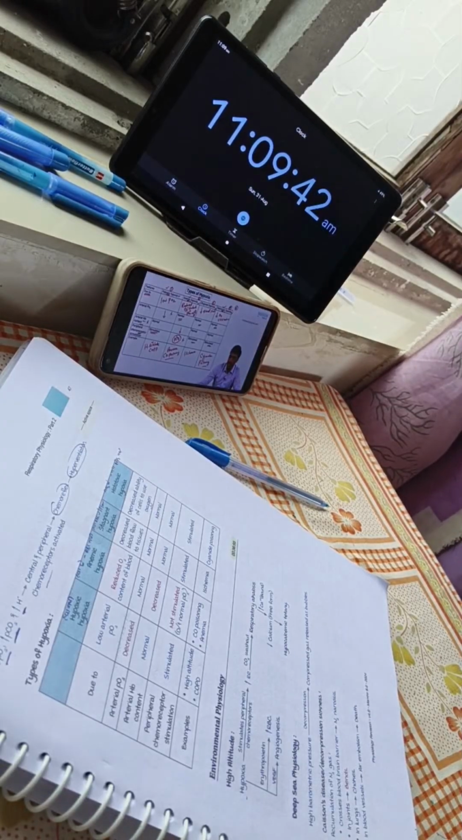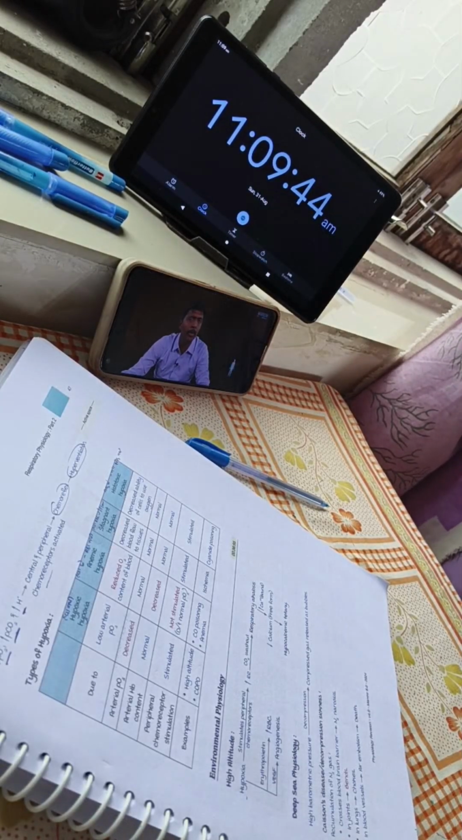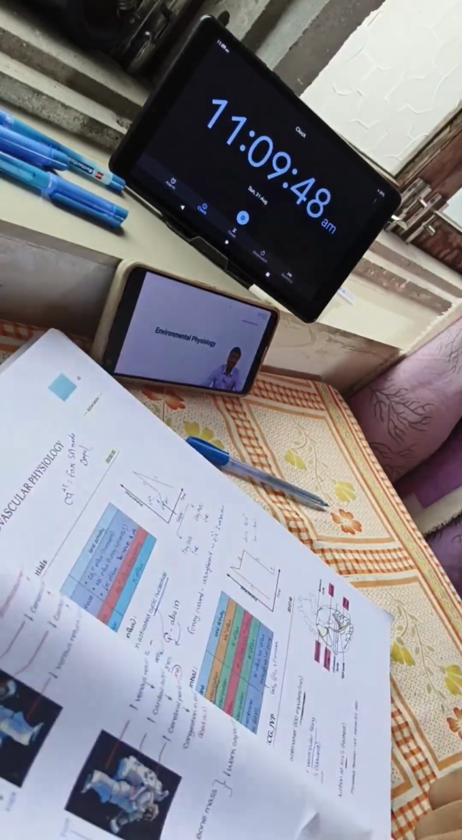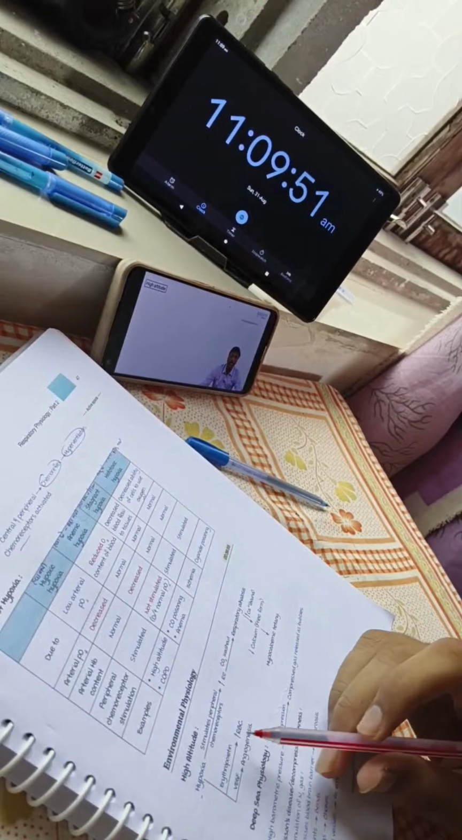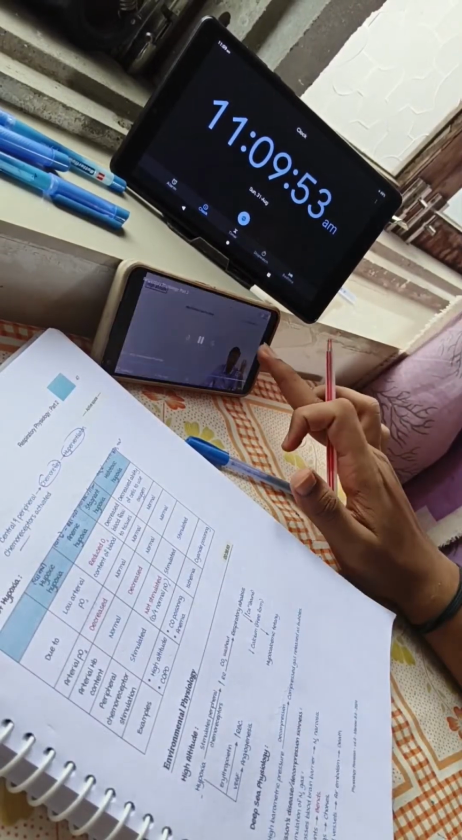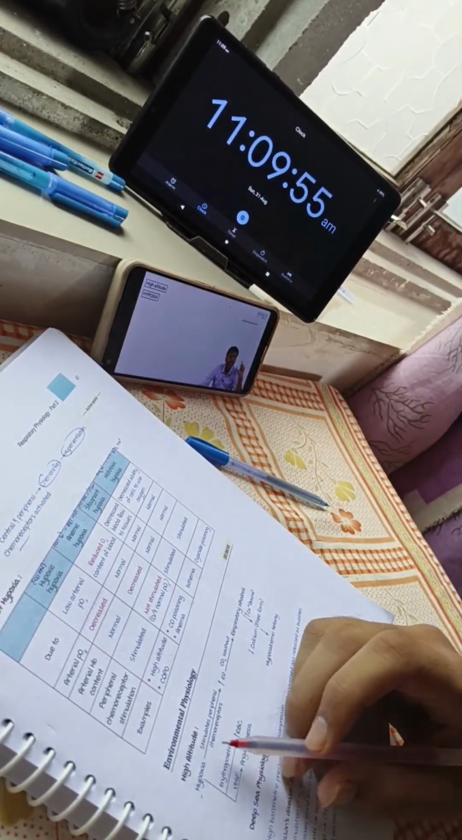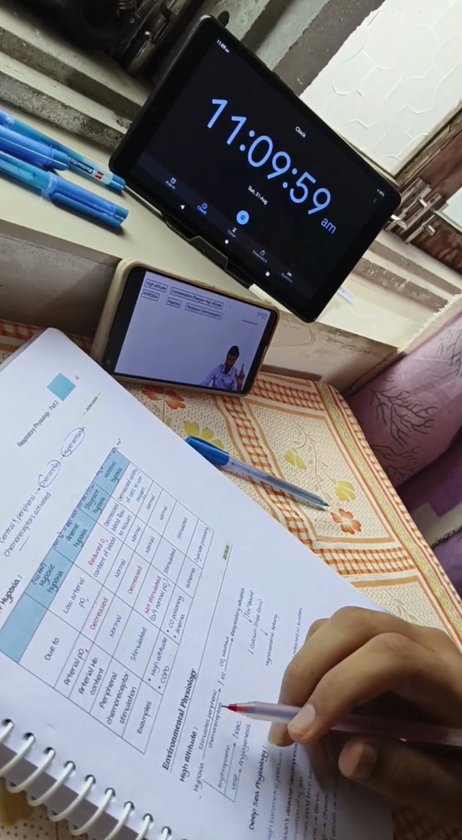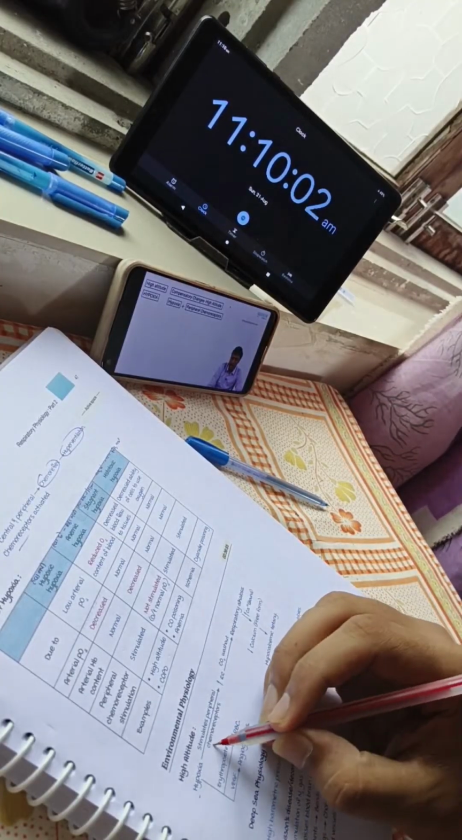Alright guys, now we are going to revise environmental physiology. 3 important environments: high altitude, deep sea, space. First, let's look into high altitude. What is the basic problem in high altitude? We have to tackle hypoxia. To tackle this hypoxia, we have certain compensatory changes. What are these compensatory changes, sir? Immediately, this hypoxia is going to stimulate peripheral chemoreceptors.